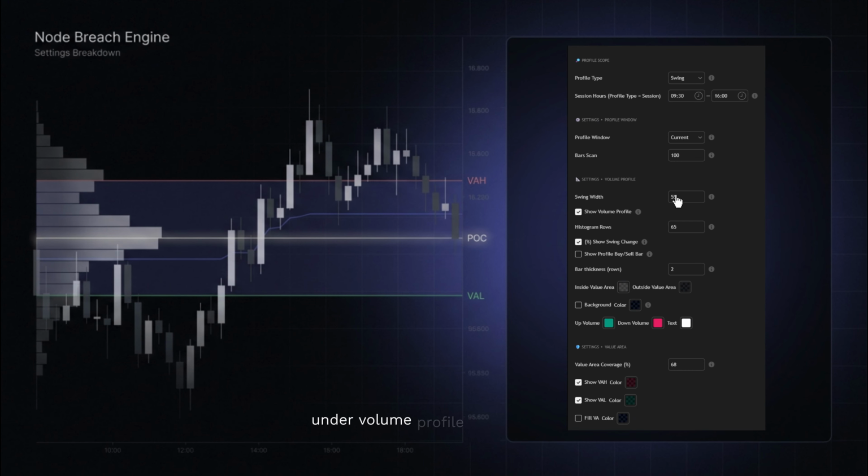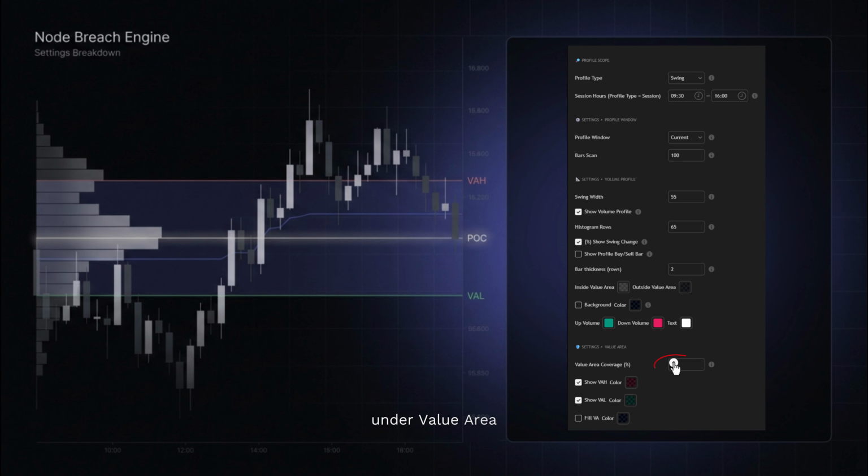Under volume profile, swing width controls how wide or narrow the swing detection is. A higher swing width creates fewer, larger profiles. A lower swing width creates more frequent, smaller profiles. Histogram rows controls the detail of the profile. More rows means more precision, but also more noise and more load. For most traders, the default is a good starting point.